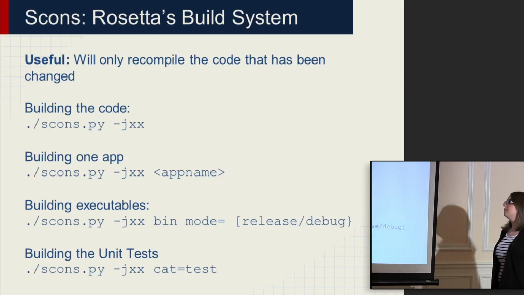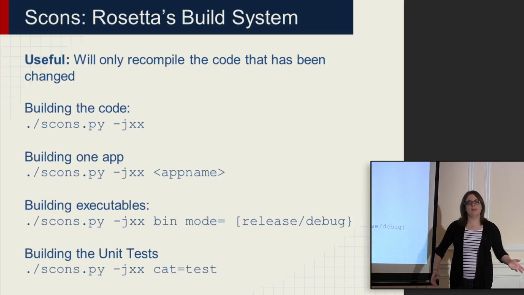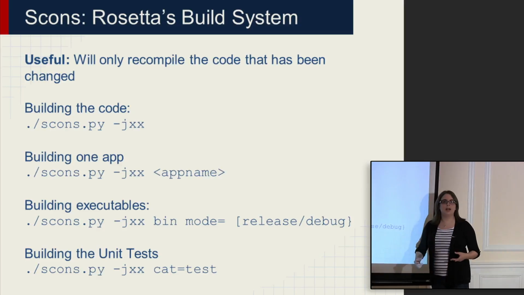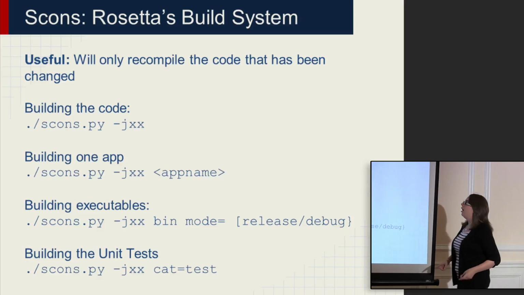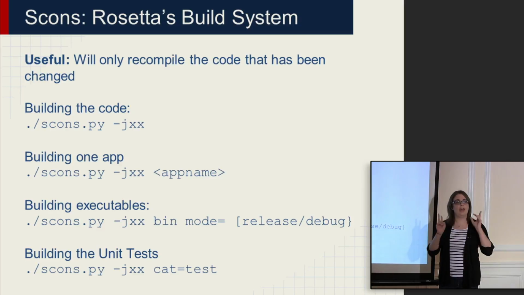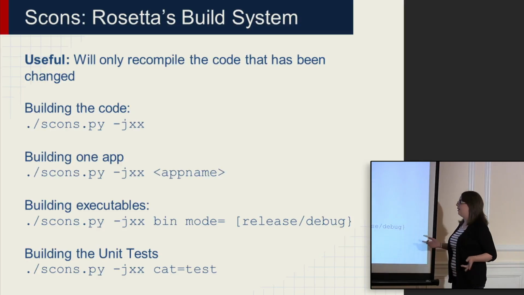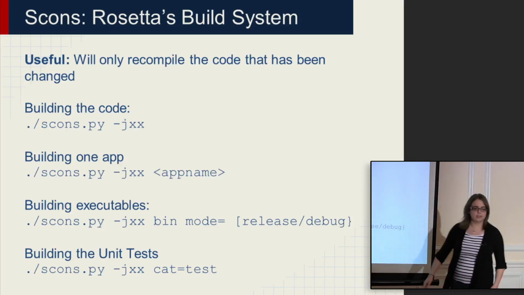And then some more tools and things to be aware of. You should have already had experience working with Scons and building, but these are the commands to remember. Scons is really useful because it will only recompile the code that you changed after you've done that large initial compile. To build the code, you can just use scons.py. To build one app, you use scons.py and then specify the name of the application that you want to build. For building executables, you can specify bin, mode, release, or debug. And to build the unit tests, specify scons.py and then cat test is the keyword.